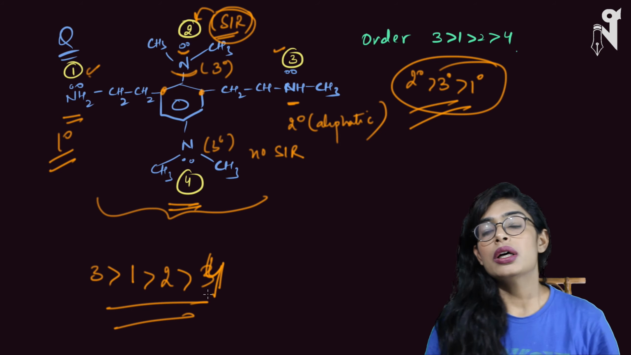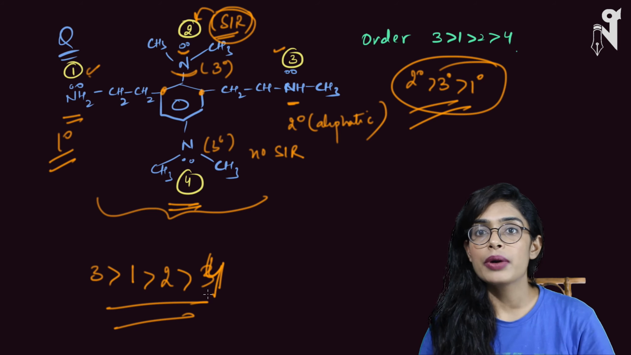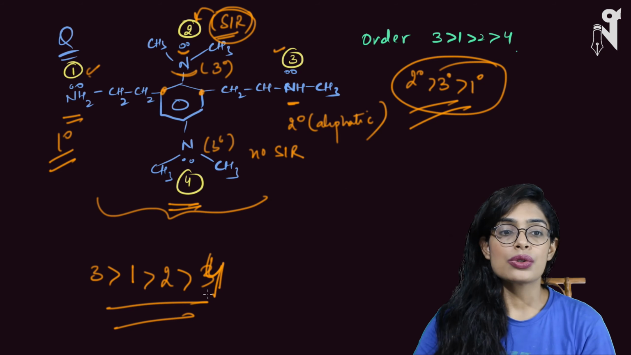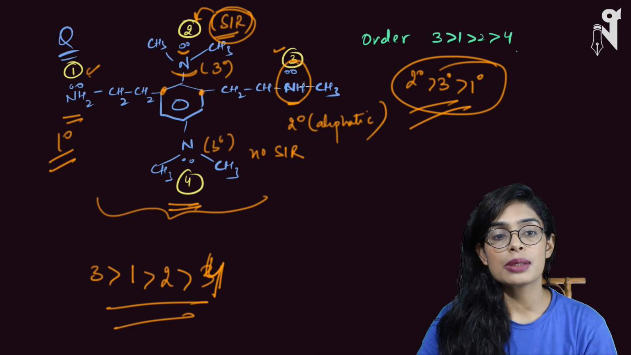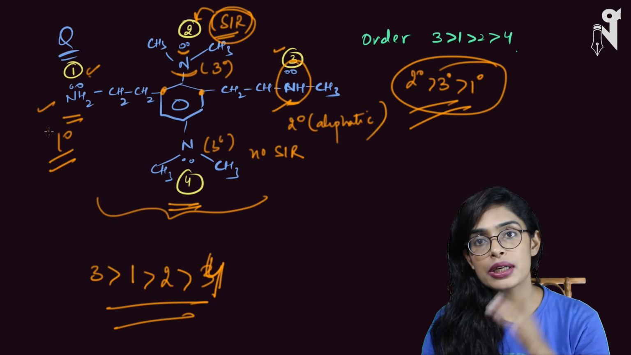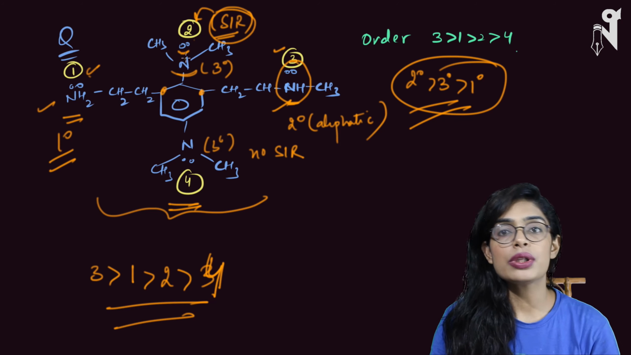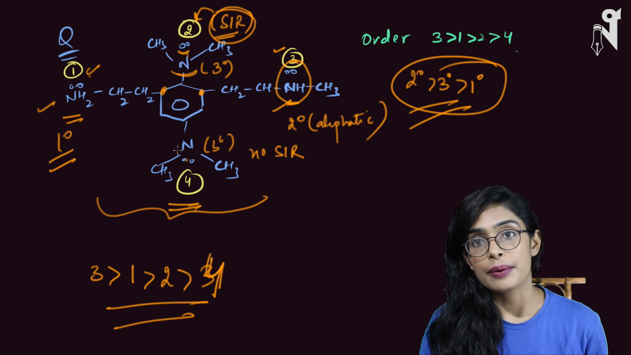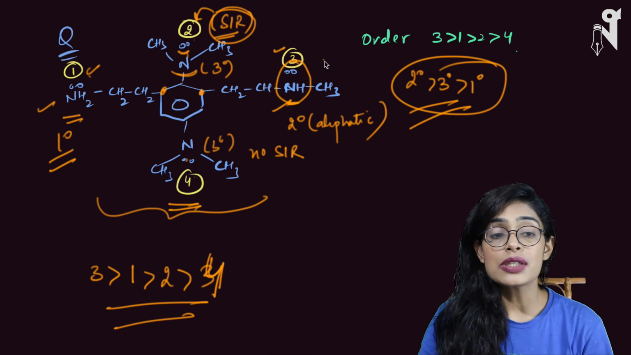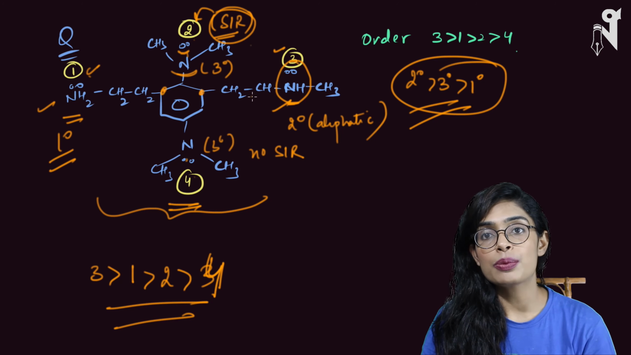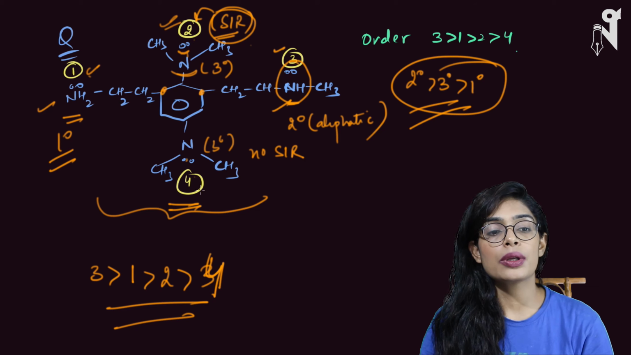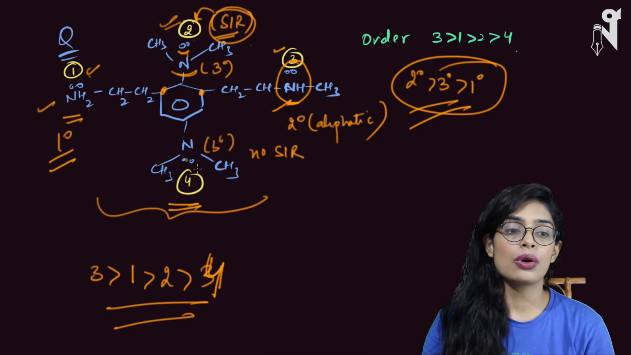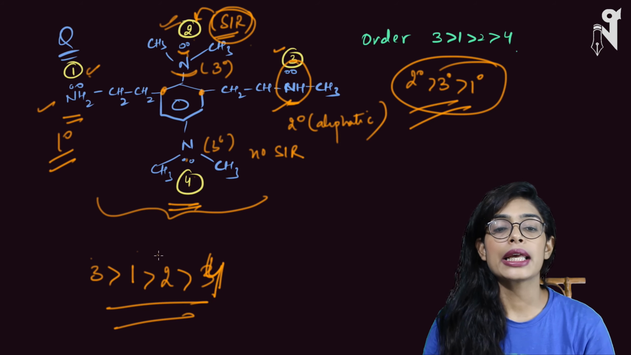Aliphatics are more basic than your aromatic ones, right? In aliphatic, the order is secondary, tertiary, and primary. This is your secondary amine, so this will be most basic. Then this is your primary, relatively lesser. Then we come to the aromatic amines. In case of aromatic amines, the one which has SIR will be more basic. This is facing SIR due to the two groups present on the ortho position, hence it is basic. And the fourth one is not facing any SIR, so it is basic but relatively less basic. So the order is third, then first, then second, then fourth.